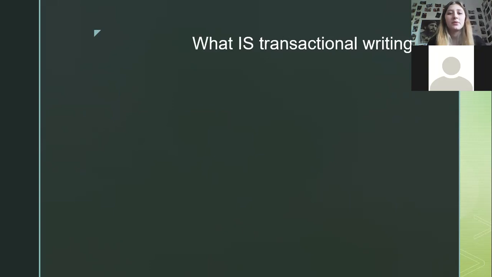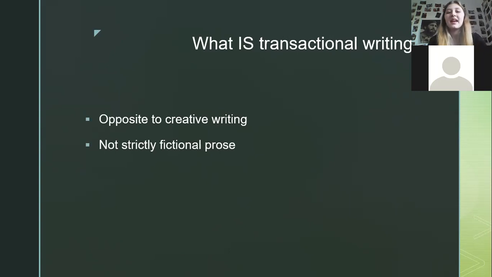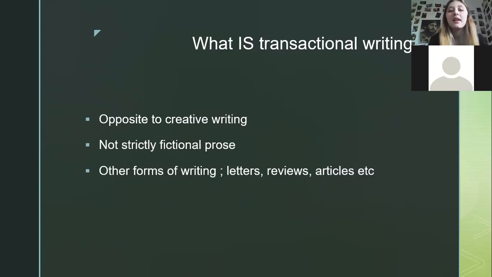So another question that I wanted to answer is what actually is transactional writing? Because that was something that a lot of people didn't seem to understand. Transactional writing is the opposite to creative writing, as in it's more formal writing. It's not strictly fictional prose, and it's other things like letters, reviews, articles, emails, anything like that. Even though you're probably going to be writing something fictional, it will be in a more laid out way. It's like a newspaper article or a pamphlet or something like that.